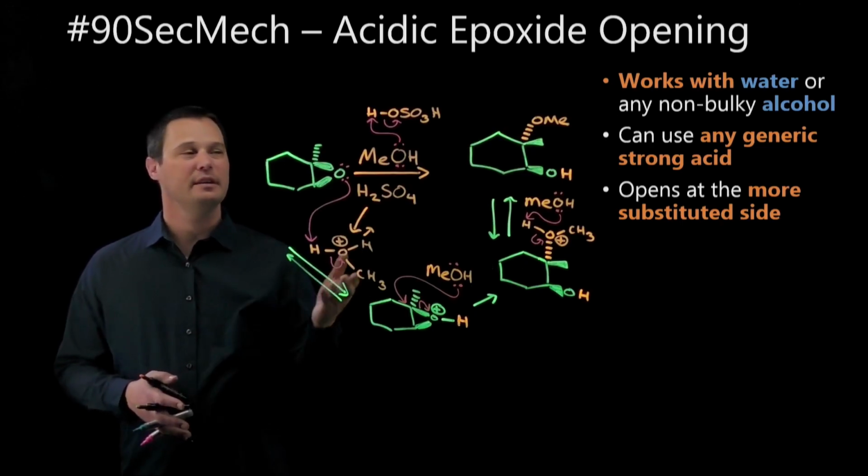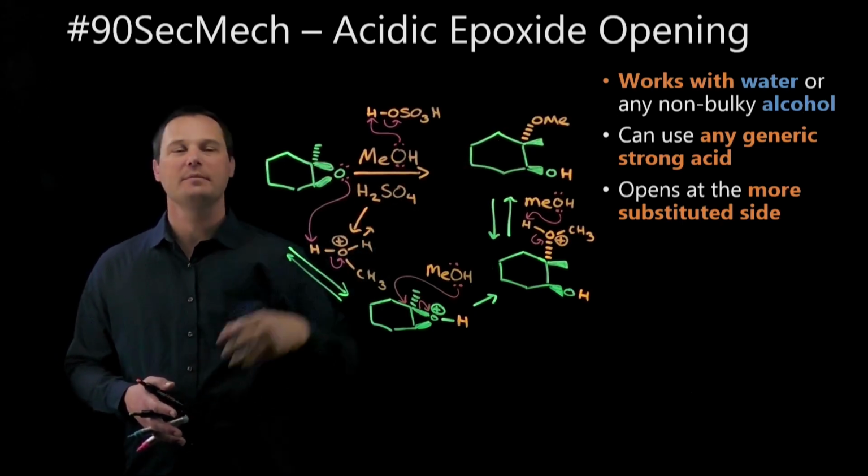The opening of an epoxide under acidic conditions adds a weak neutral nucleophile to the more substituted side of the epoxide.